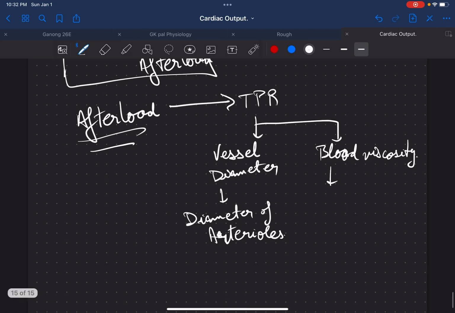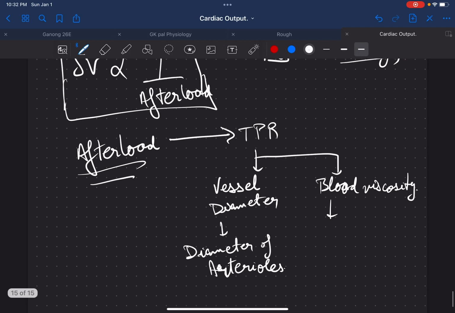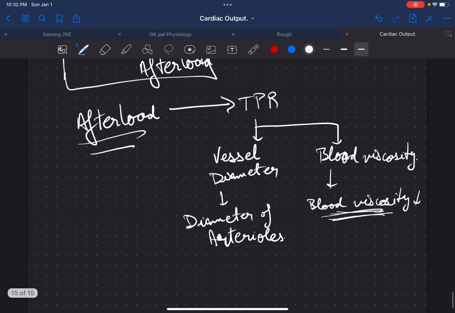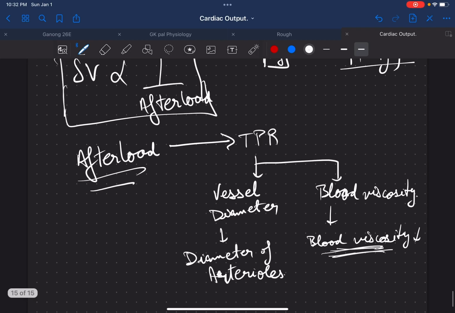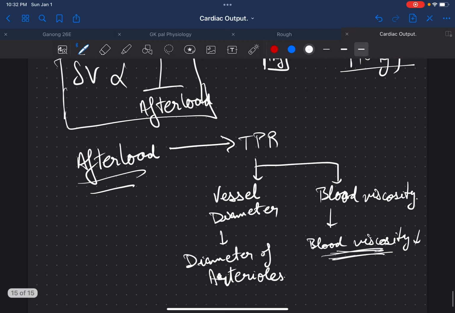So you have heard that people who are anemic have low blood viscosity. Blood viscosity is low in people who are anemic because there are fewer RBCs in them. So the blood viscosity is low. That means the total peripheral resistance would be low. Afterload is low, so stroke volume is much higher in those people.